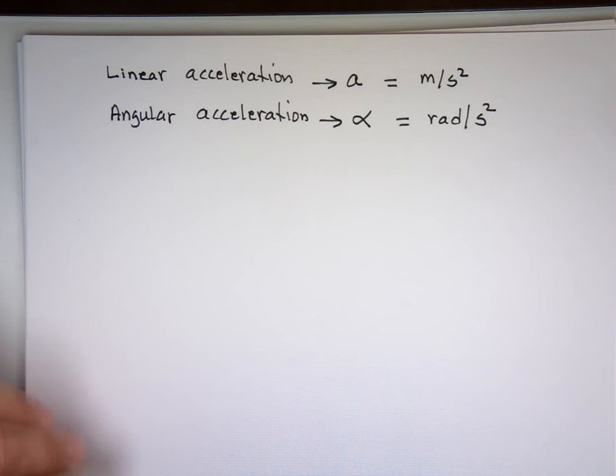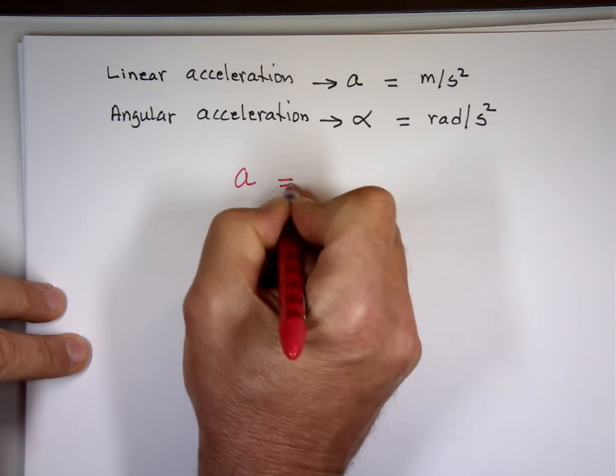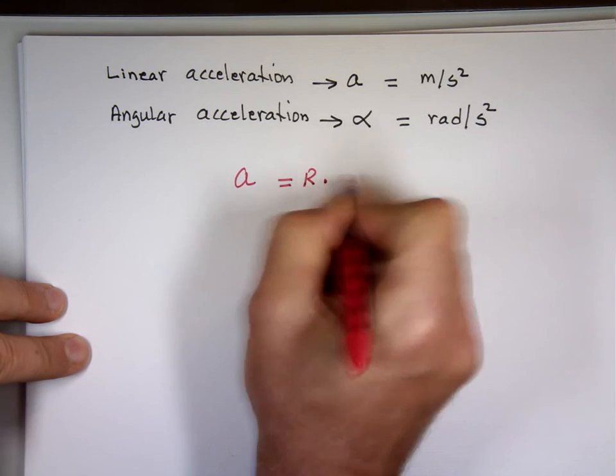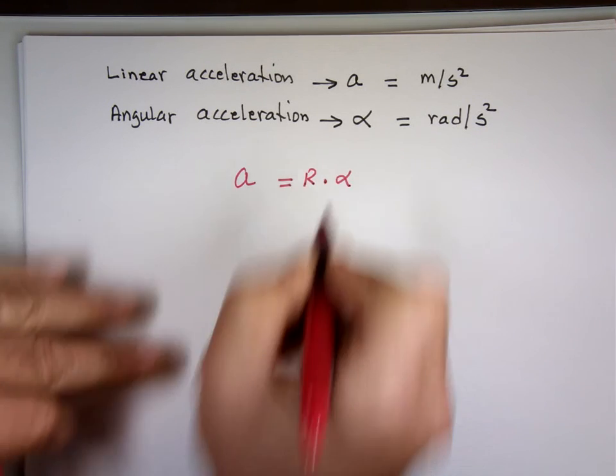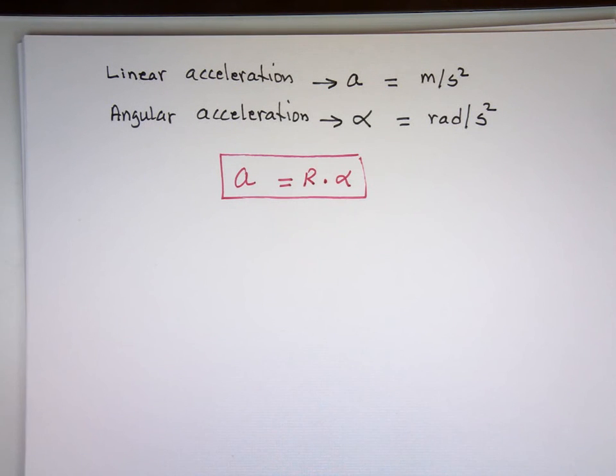And just like the other one, there is a relationship between the linear and the angular acceleration. A equals r times alpha. If we know what your angular acceleration is, we can tell you what your linear acceleration is if we know what r is. If we know two of these, we can tell you what the third one is. So they're all the same thing.